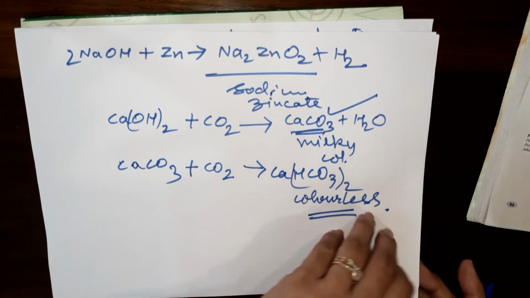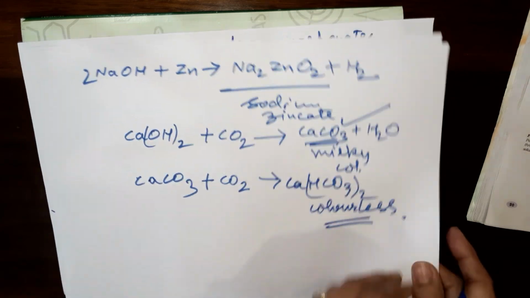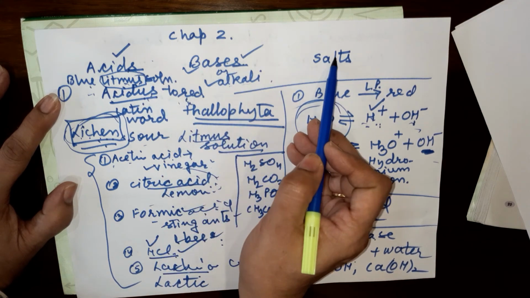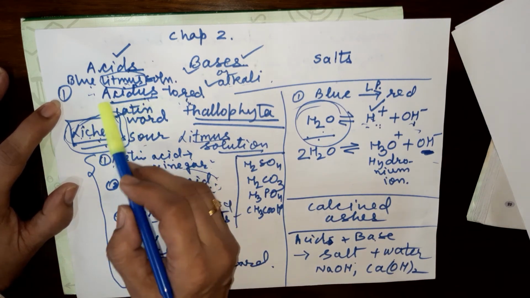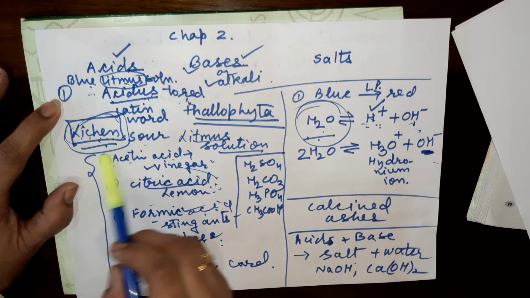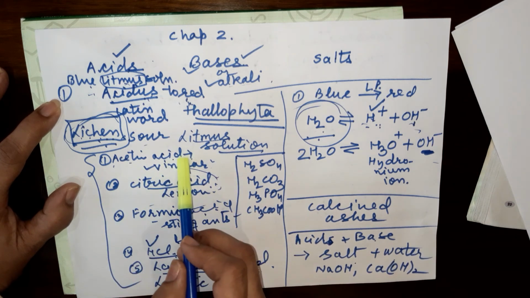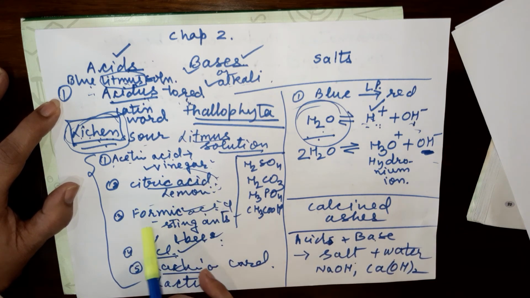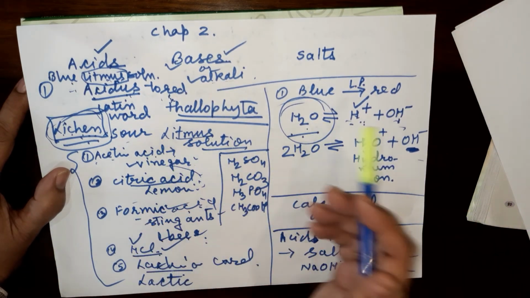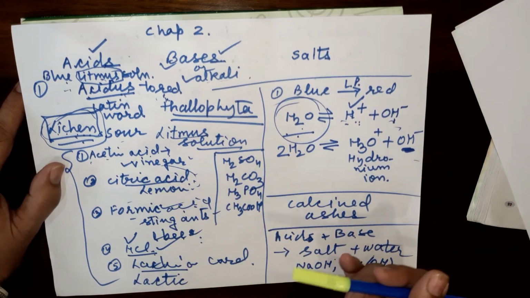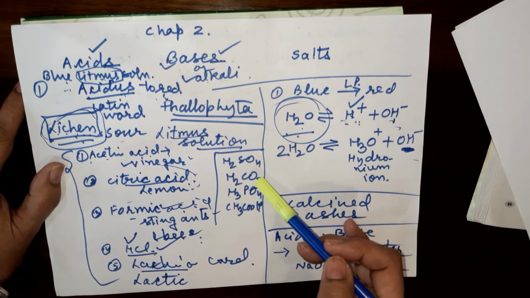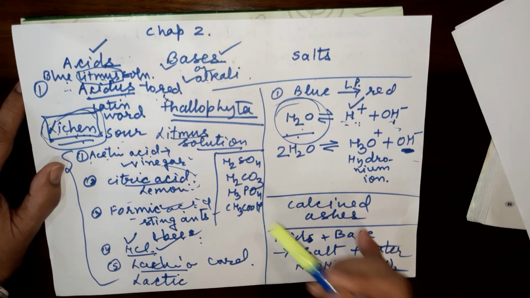Let us revise what we did today. We have done chapter 2, acids, bases and salts. First of all, you know that the term acid has been derived from acidus, a Latin word. Then acetic acid, citric acid, formic acid, hydrochloric acid, lactic acid are examples which we come across in our daily life. Other acids I have written: sulfuric acid, carbonic acid, phosphoric acid.